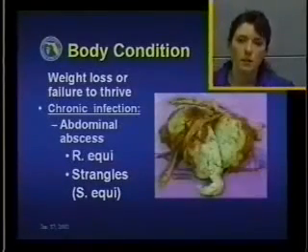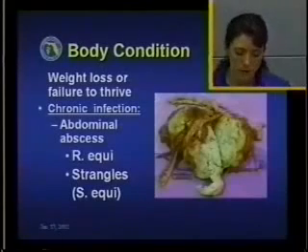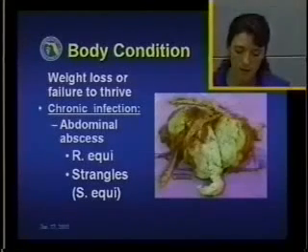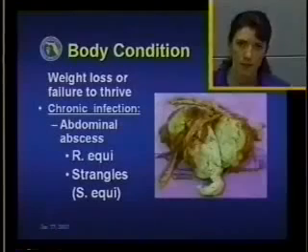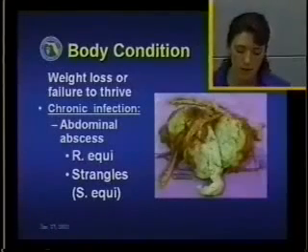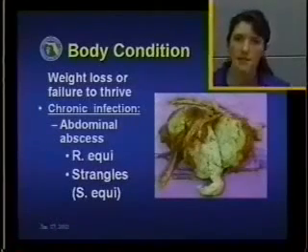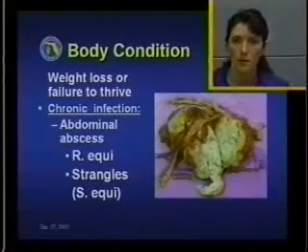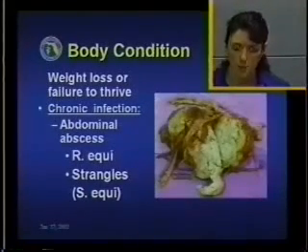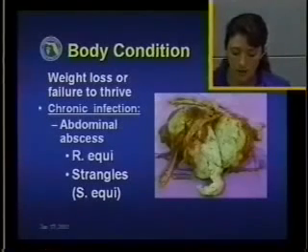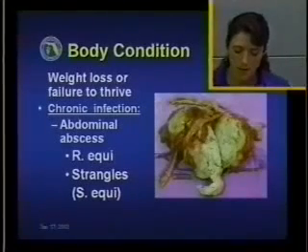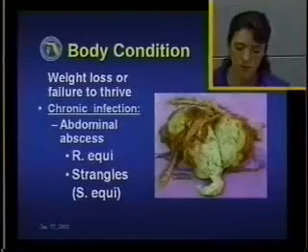Chronic infection may also be associated with failure to thrive, and some of the signs of chronic infections that we see in horses are related to the presence of abdominal abscesses. This can also be associated with recurrent fever and horses that will colic occasionally, or colic all of a sudden if the abscess involves a large enough portion of the intestinal tract.